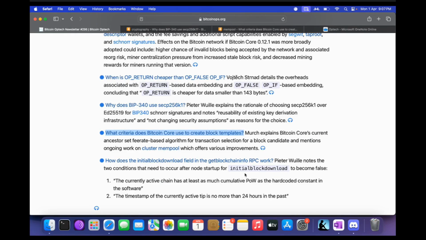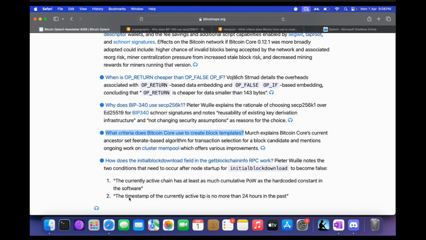Okay, so for how long is this initial block download false? The currently active chain has at least as much cumulative proof of work as the hard-coded constant in the software. So there's a hard-coded constant in the software which determines the minimum amount of cumulative proof of work that a chain must have for it to be considered as active chain. So if the node has a chain which has cumulative proof of work which is equal or greater than that hard-coded constant, then the initial block download will become false and the node will start relaying transactions.